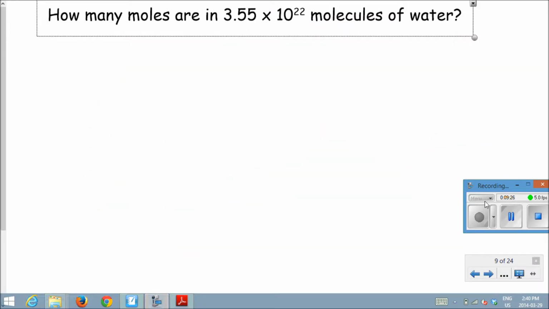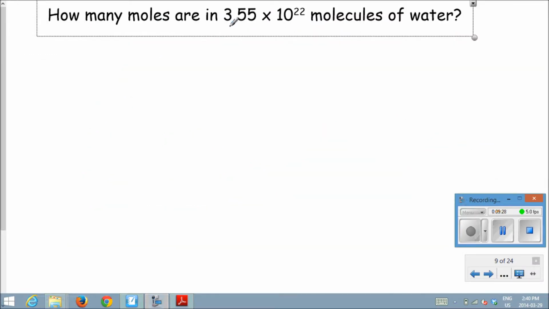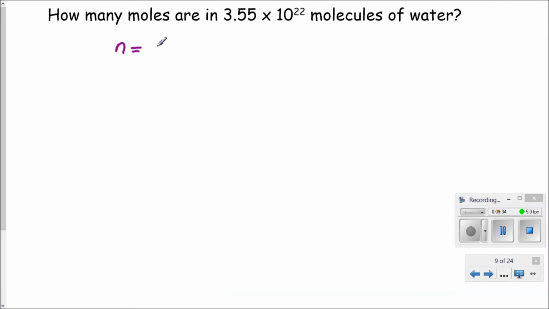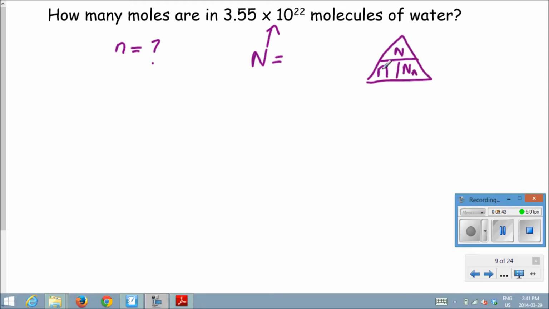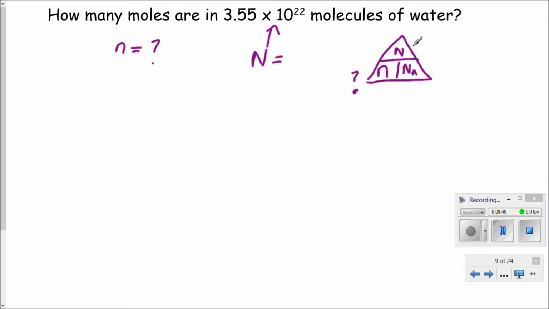Next question we're going to ask is how many moles are in 3.55 times 10 to the 22 molecules of water? Well, we're trying to find moles, so that's a little n. And it's giving us the amount of things, that's big N, so we've got that, check. Let's look at our dummy triangle. Let's check off what we want to find. We want to find little n. This is big N up here. I know it doesn't look like it. So we have that check.